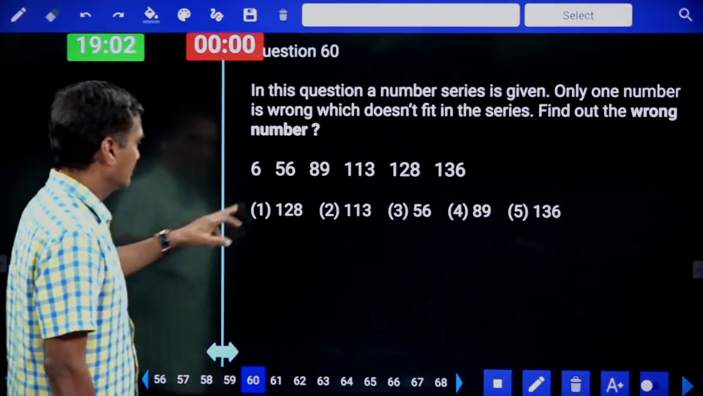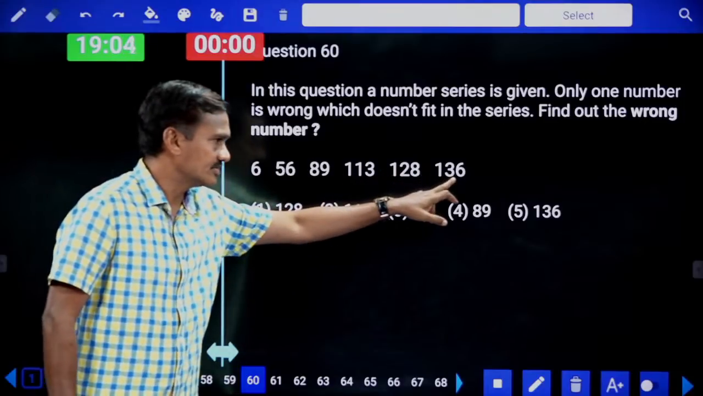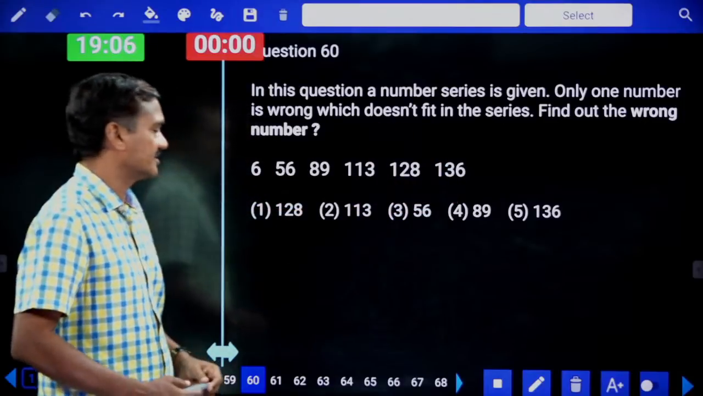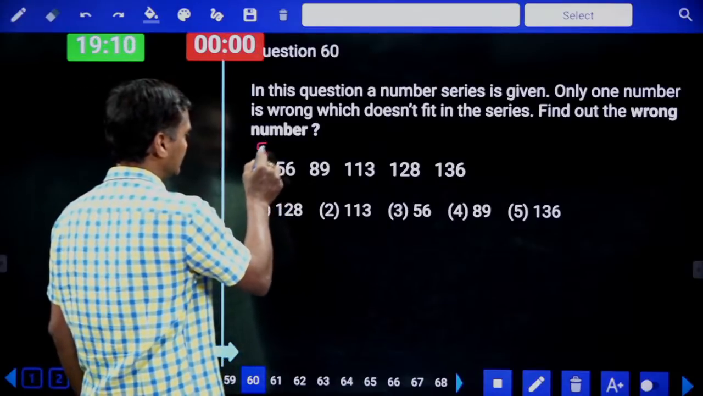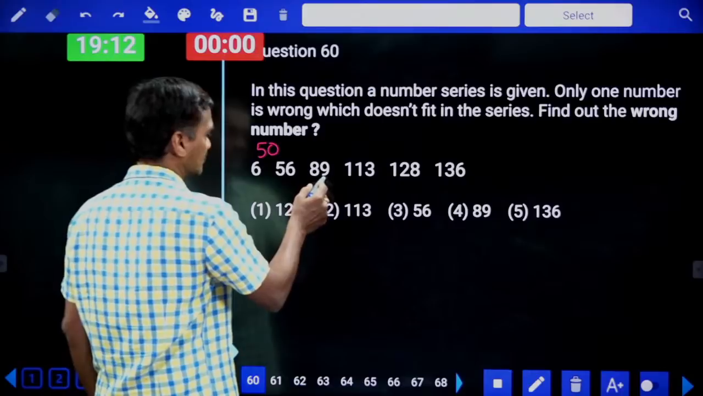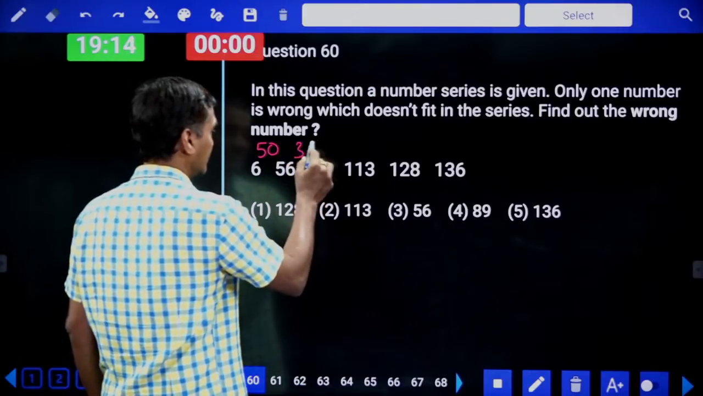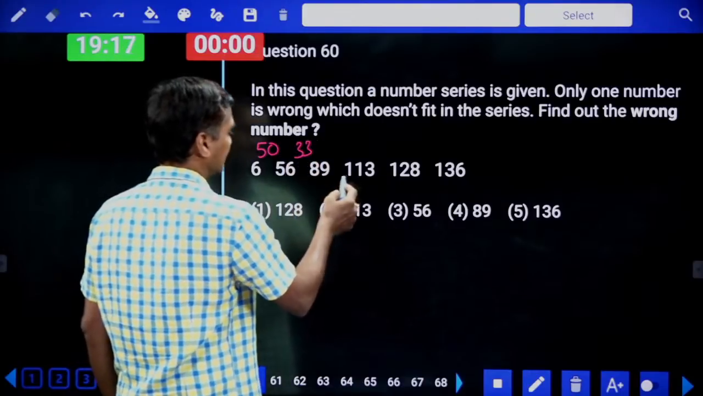Now in this one, the numbers start with 6 and end with 136, and the numbers are increasing at a smaller rate, hence we need to go for the difference here. Now what is the difference between these two? 50 is the difference. Next difference between these two is how much? The difference is 33.